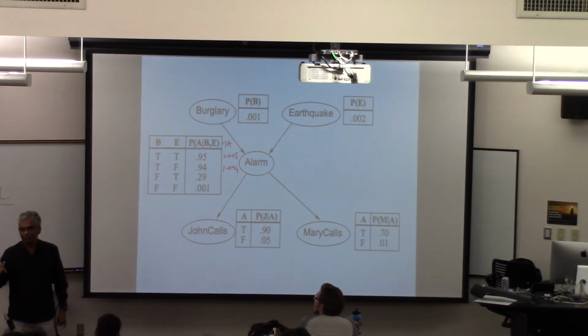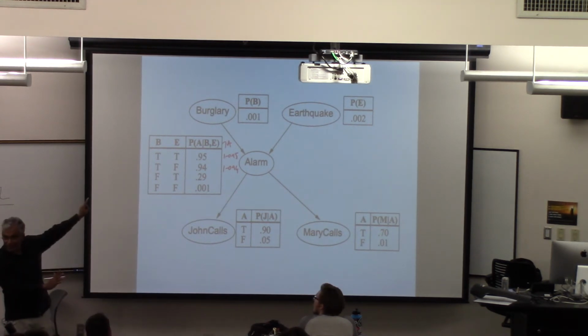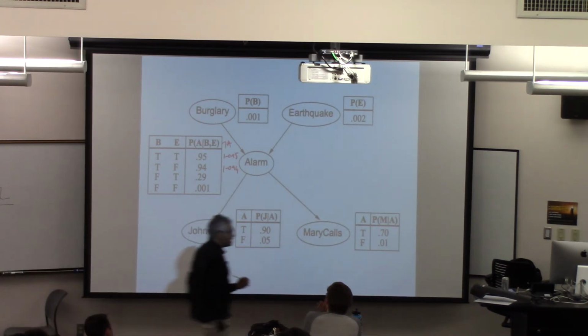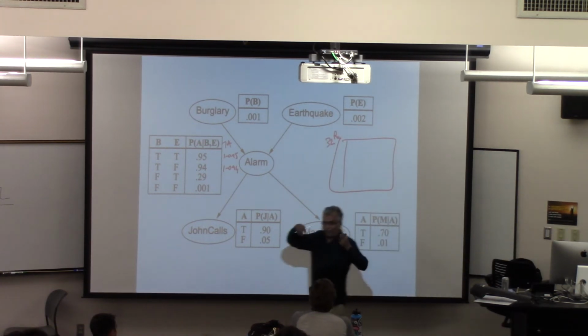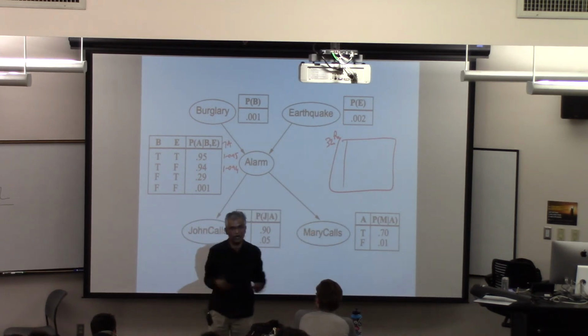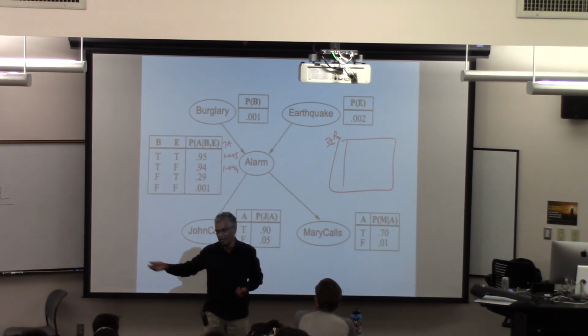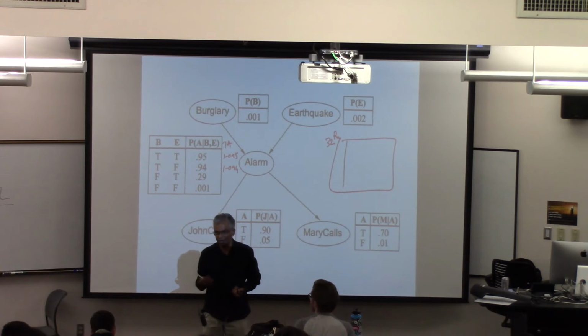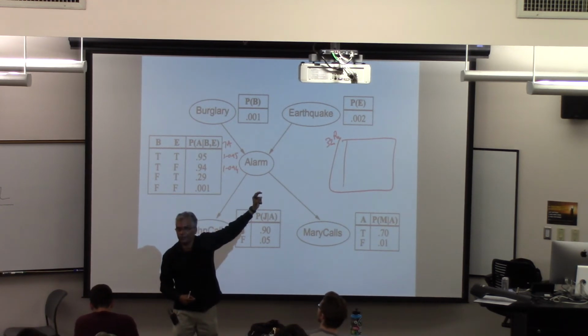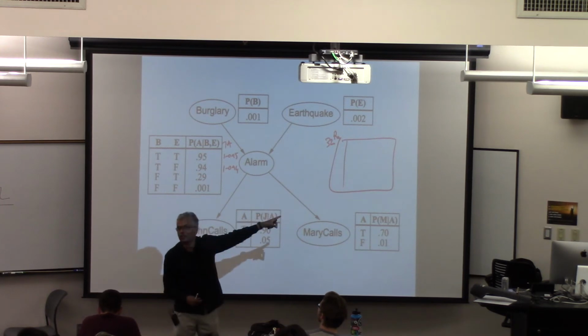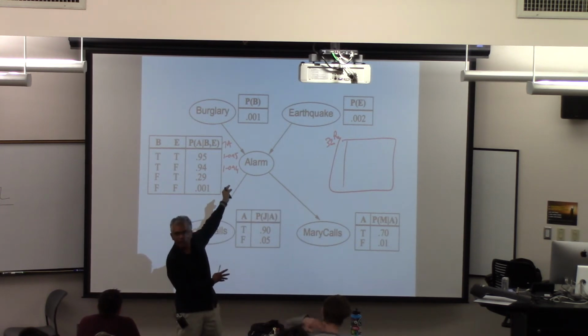Here's the thing. Given these numbers, I can uniquely construct a 32-row table, where basically corresponding to John, the 32 different worlds of John calling and the 5 variables, 2 power 5, and the likelihood for each of them. Which means given this, I can get the joint distribution. This is actually capturing the joint distribution.